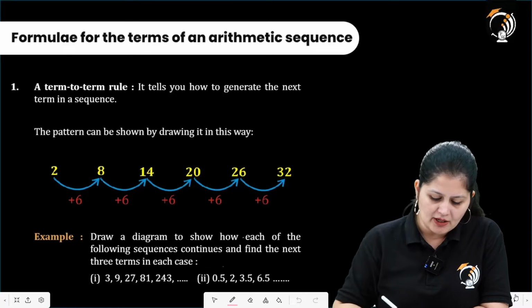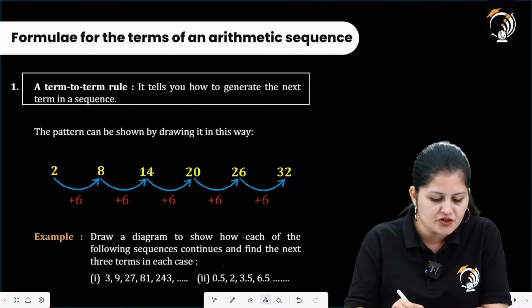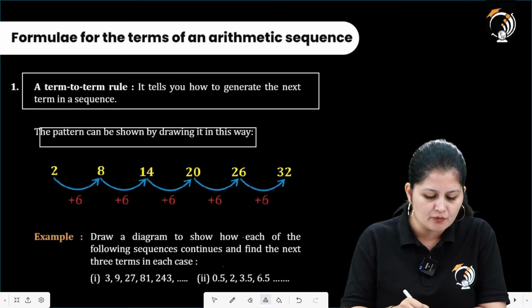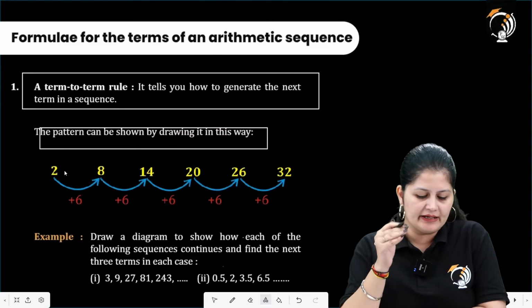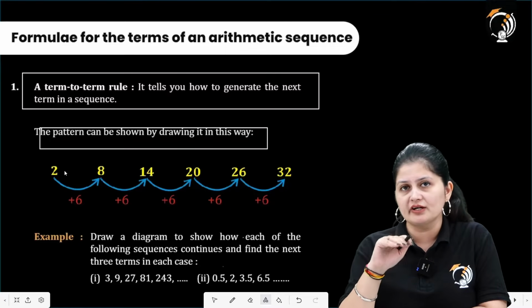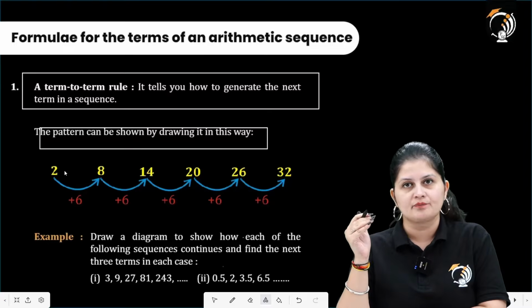A term to term rule tells you how to generate the next term in the sequence. The pattern can be shown by drawing it in this way. From 2, then 8, 14, 20, 26, 32, we can observe that the common difference in the terms is nothing but 6, okay?